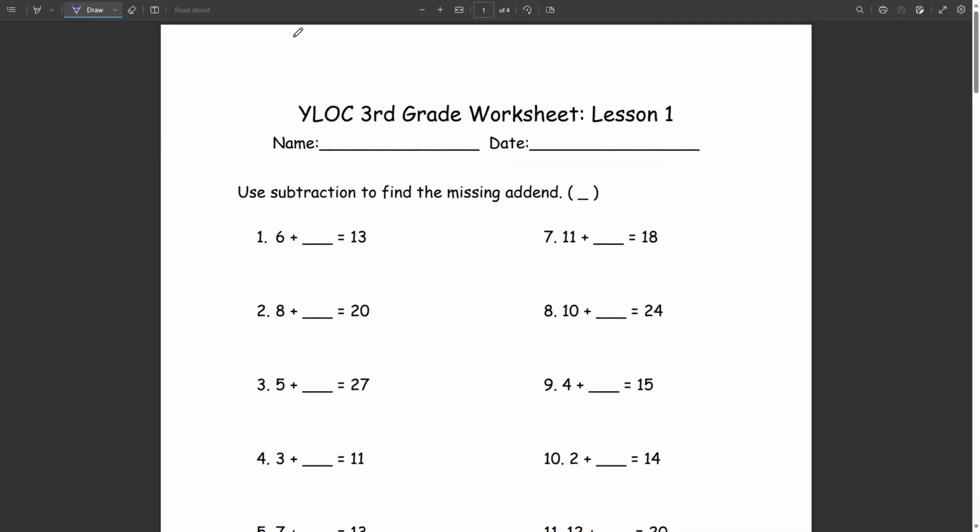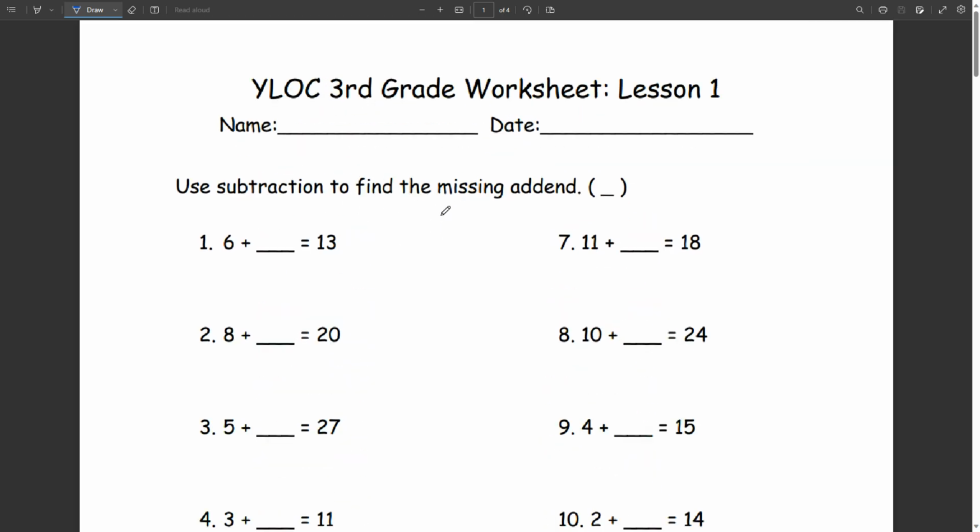This is third grade lesson 1 worksheet. So the first thing we're doing is using subtraction to find the missing addend. For number 1, we find our sum, which is 13, and we're going to subtract the 6 in order to find this number.